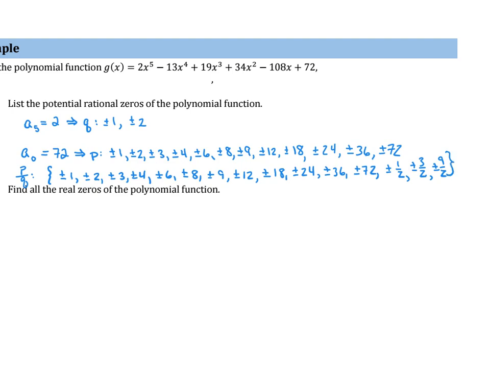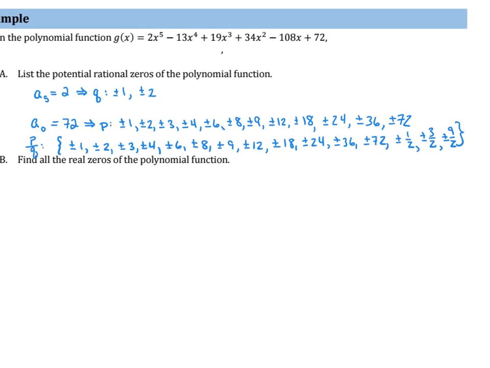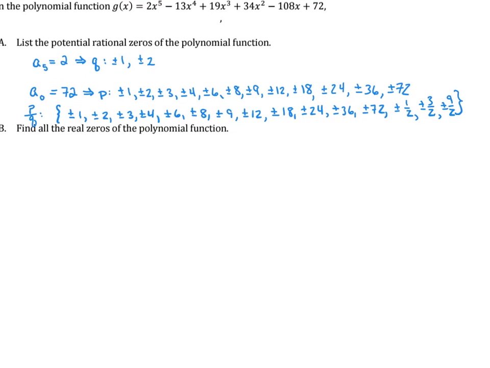So we just need to check those into our original function. I would double check to make sure there are no missing terms. So 5, 4, 3, 2, 1, 0. We're good. So let's start off with trying 1 out. So we'll take our coefficients of our polynomial, 2, negative 13, 19, 34, negative 108, 72.